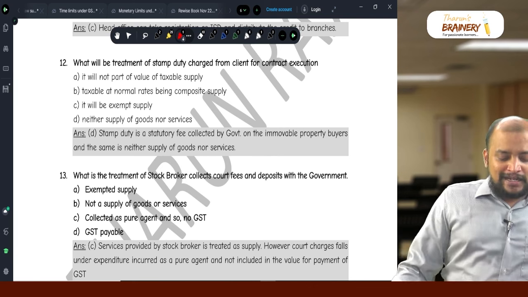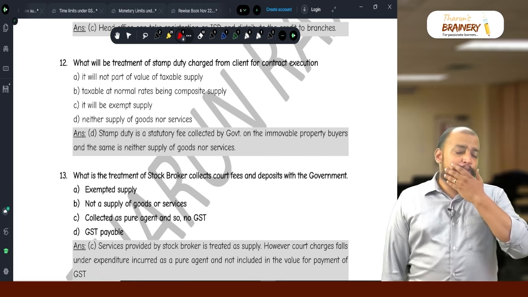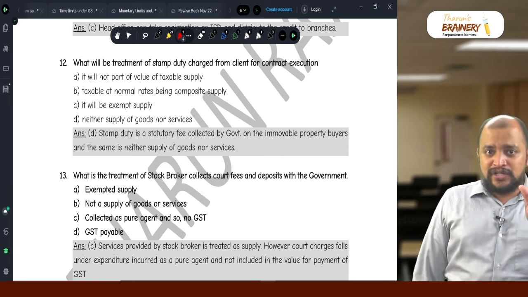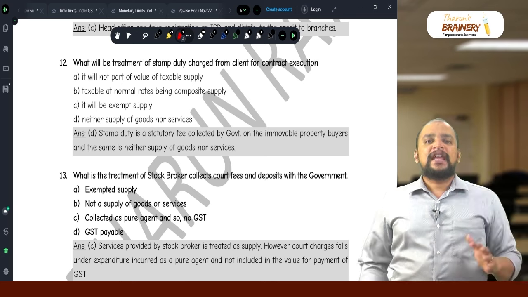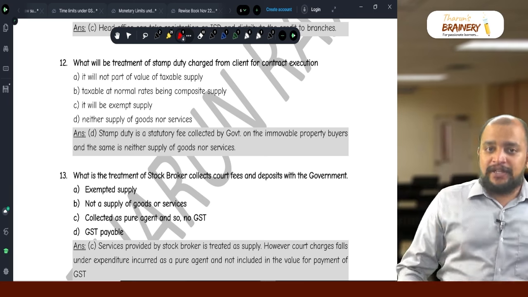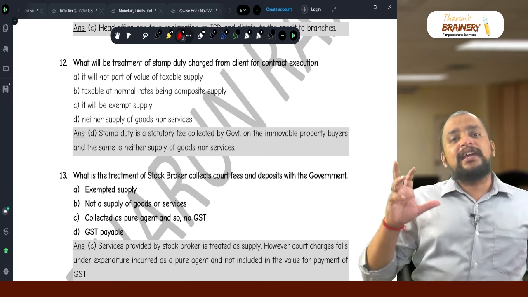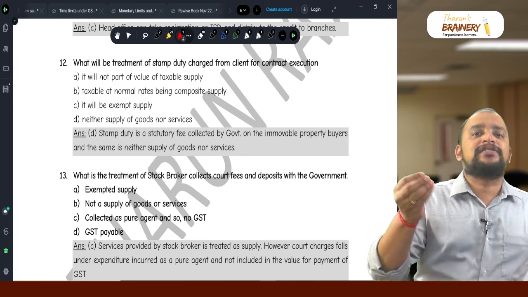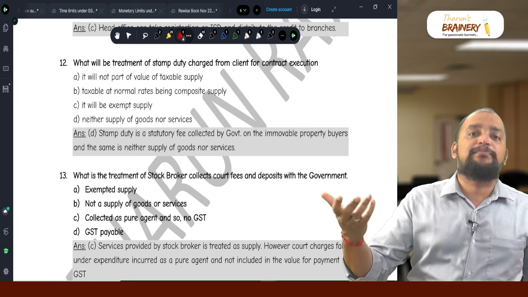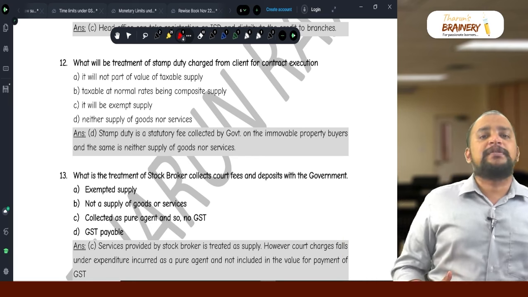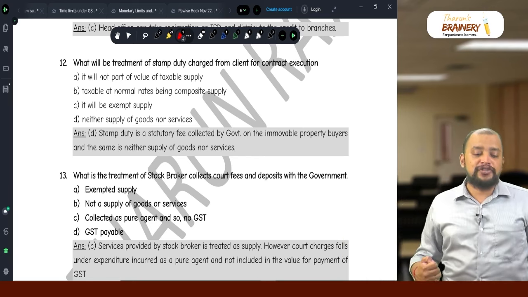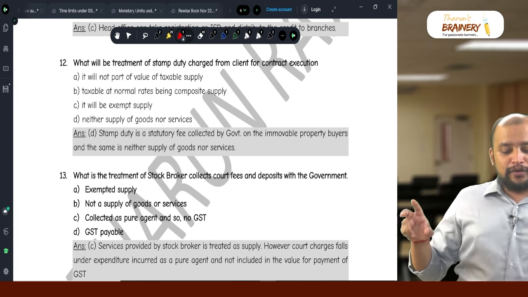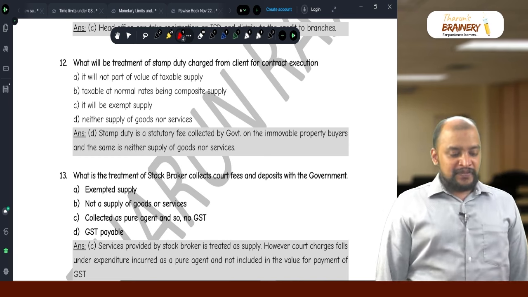Okay, but here again there is a possibility. This is a little tricky MCQ according to me, because stamp duty is a government levy. So if you see, government activities are excluded from supply. Sovereign functions of the government acting as a public authority are excluded from supply. From the government's point of view, it is neither supply of goods nor supply of services.